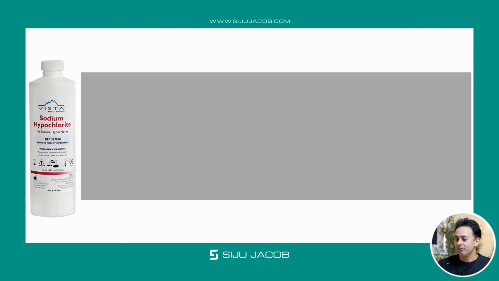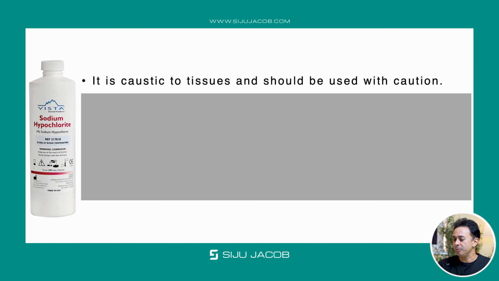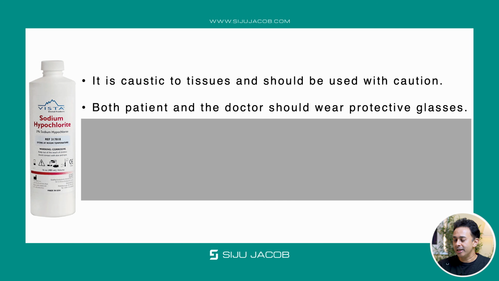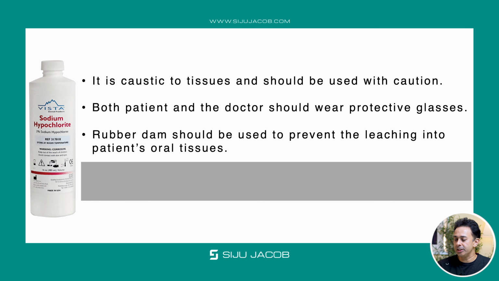So let's look at some of the drawbacks of sodium hypochlorite. First of all, it is caustic to tissues and should be used with caution. Both patient and the doctor should wear protective glasses. Rubber dams should be used to prevent the leaching into patients' oral tissues. This is really, really important. If you aren't using a rubber dam, for God's sake, then don't use sodium hypochlorite. Learn how to use a rubber dam and then use sodium hypochlorite.